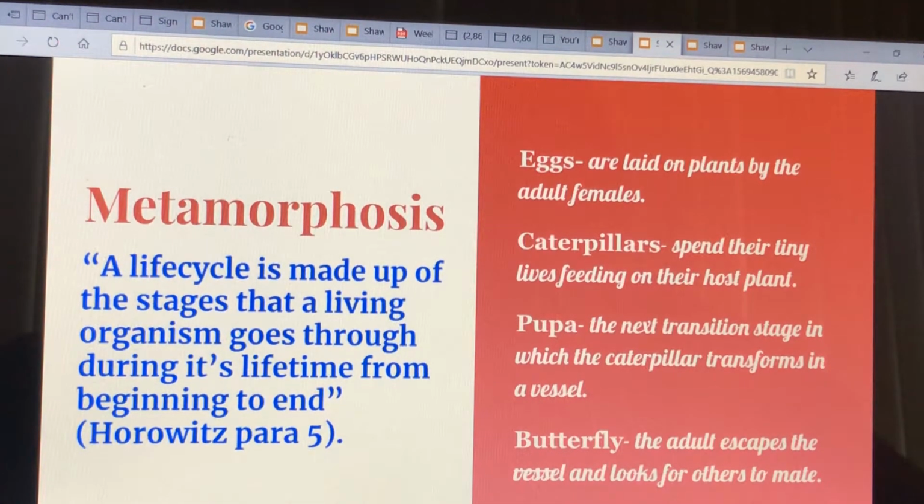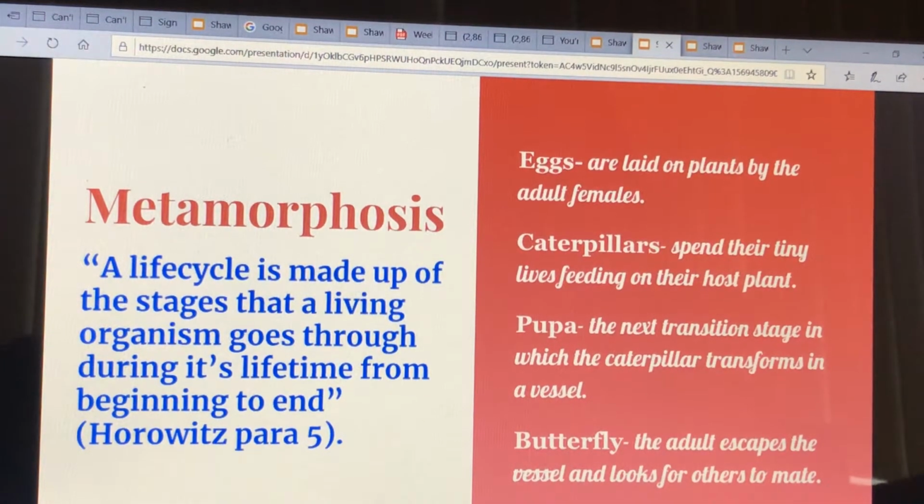I read an article and it said a life cycle is made up of the stages that a living organism goes through during its lifetime from beginning to end. So there's the beginning to end. That is their lifetime.